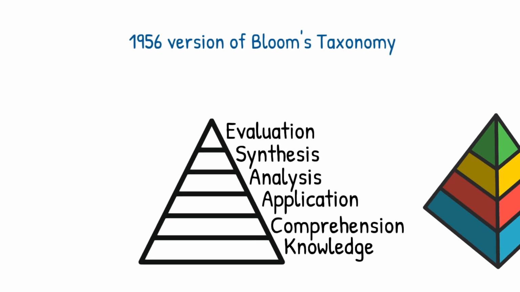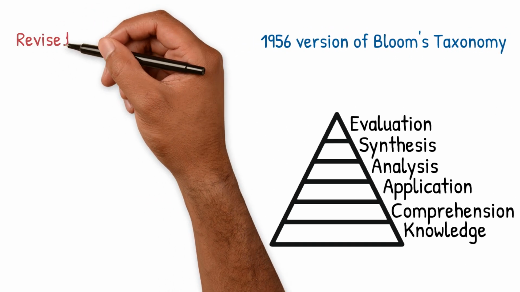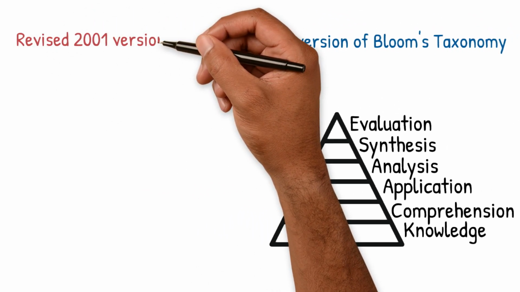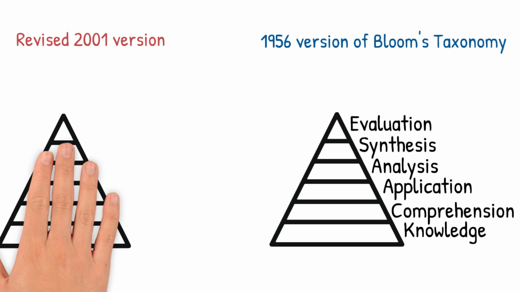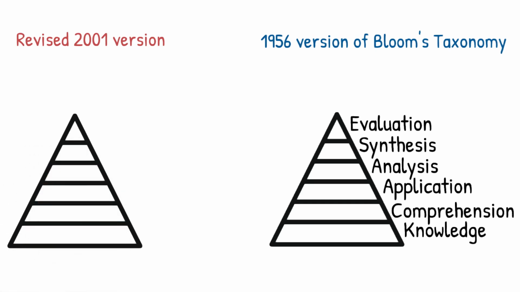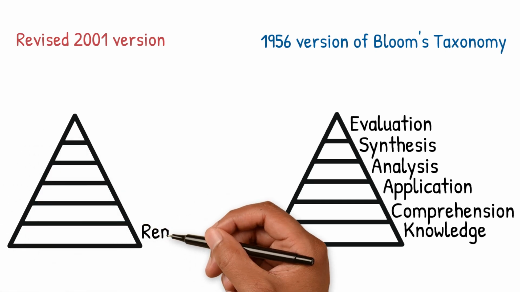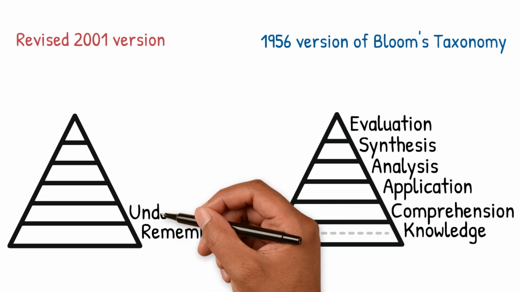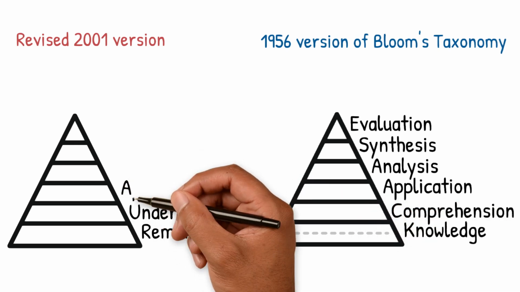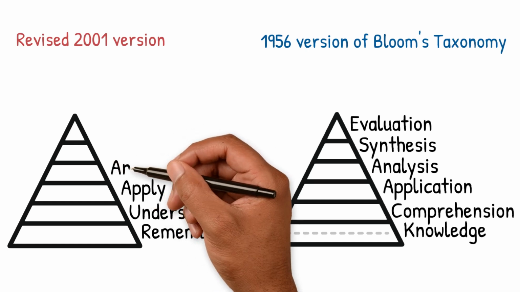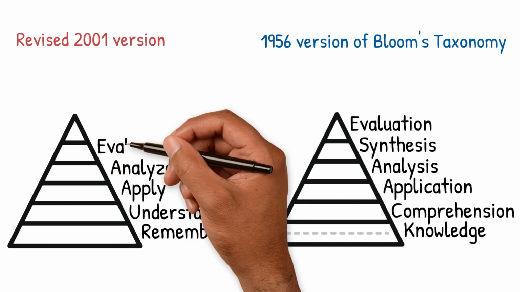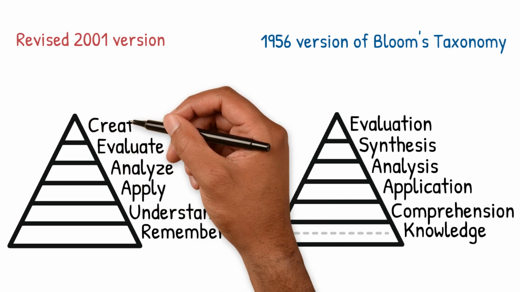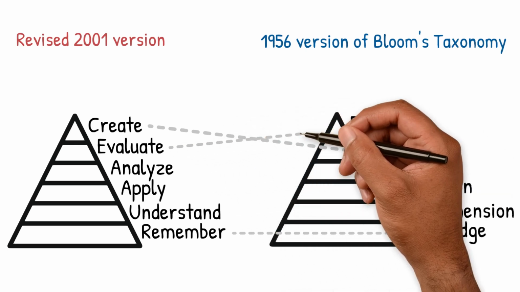Okay, let's fast forward to 2001. That's when we got an update to Bloom's taxonomy. Since then, the levels have different names. Nouns like knowledge have been changed to verbs like remember. The sequence has also slightly changed. Specifically, the order of the last two levels have been swapped. So now we have evaluate and create for the top two levels, instead of synthesis and evaluation.